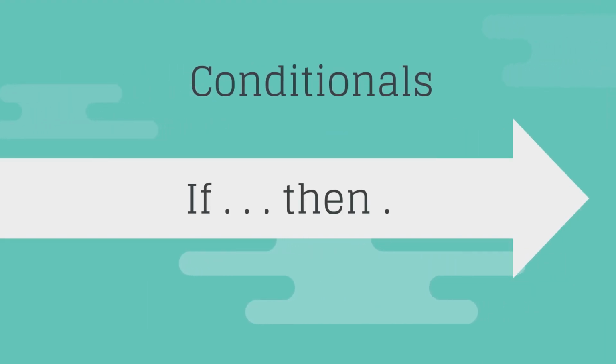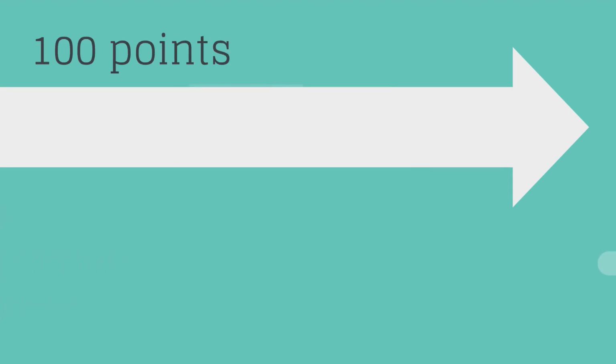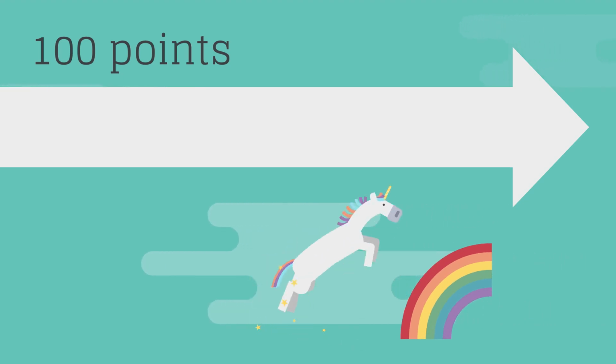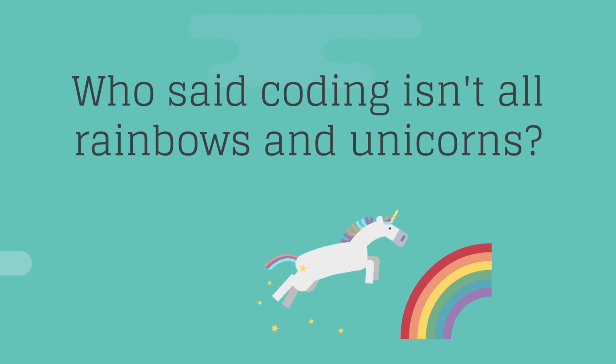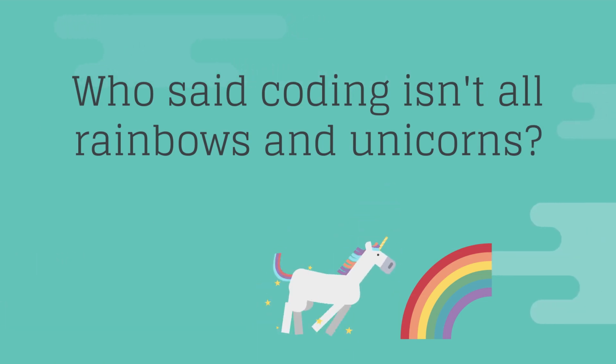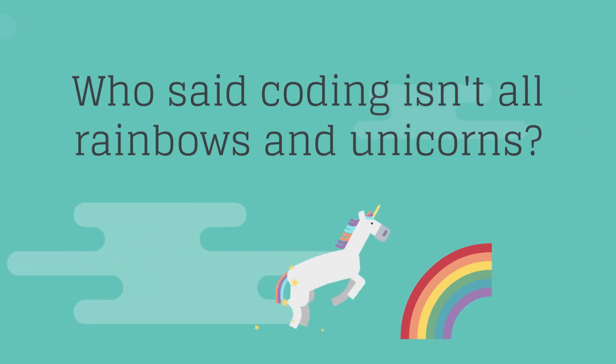Conditionals. Conditionals, or if-then statements, allow you to create branches in your program so that your program follows a different path depending on various conditions that you specify. For example, in a video game, you might have something like, if the player has 100 points, or points earned equals 100, then a magical unicorn jumps over the rainbow. Again, while different programming languages express conditionals in different ways, they all allow you to change the flow of the program depending on whether various conditions are true or false.